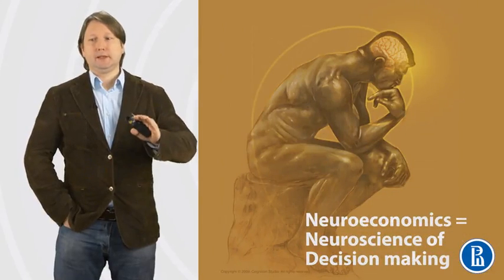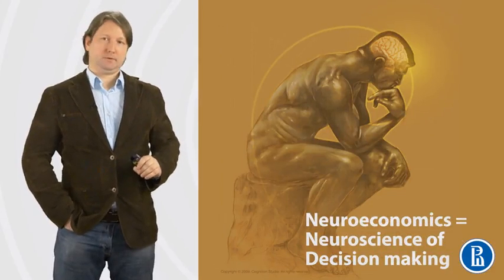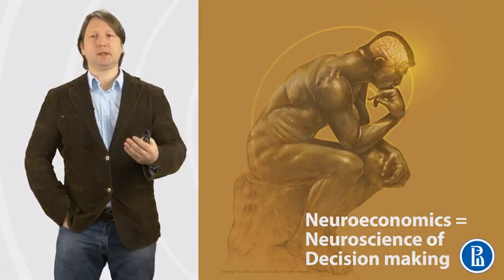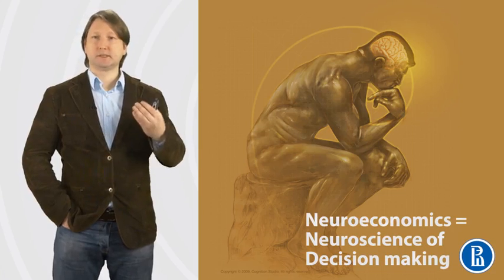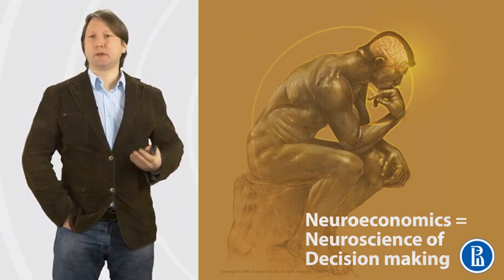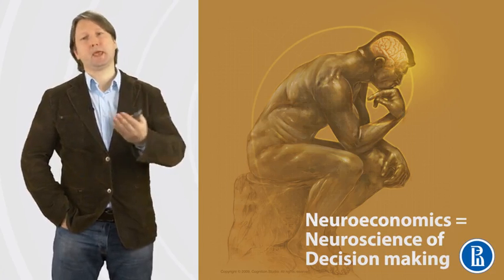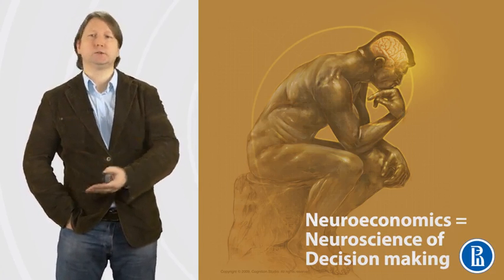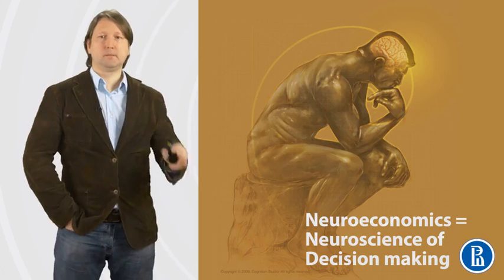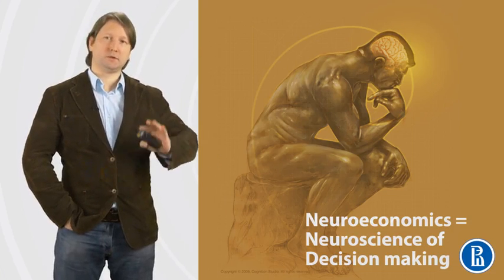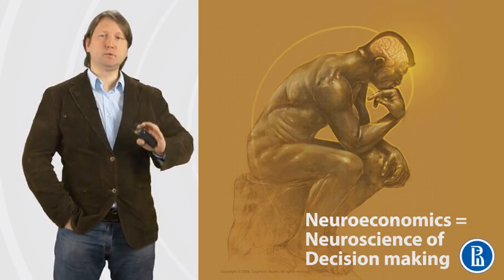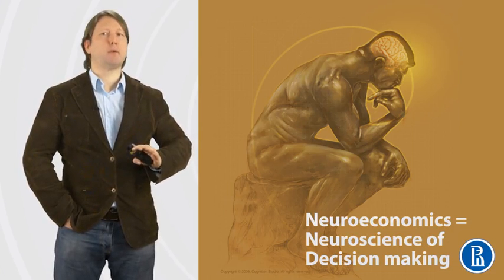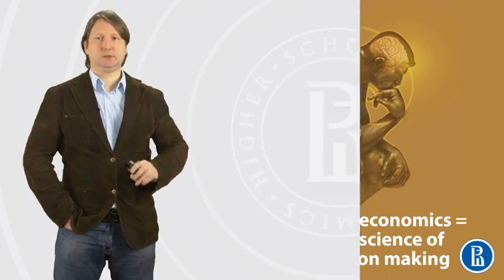Of course, we can use another label for neuroeconomics: neuroscience of decision making. Actually, this second label is becoming more and more popular. So we can use either the term neuroeconomics or the neuroscience of decision making. Both terms try to emphasize that neuroeconomics focuses on the neurobiological aspects of decision making.